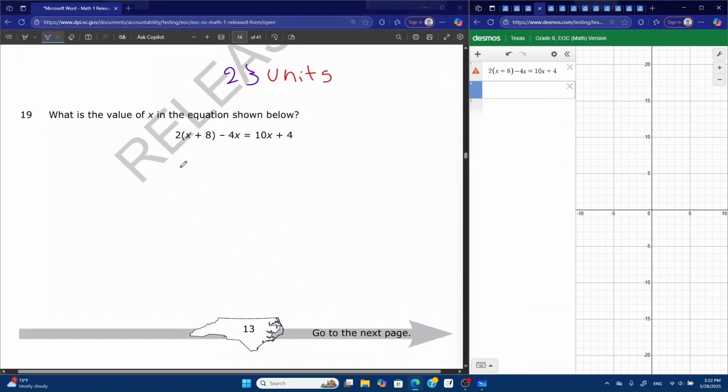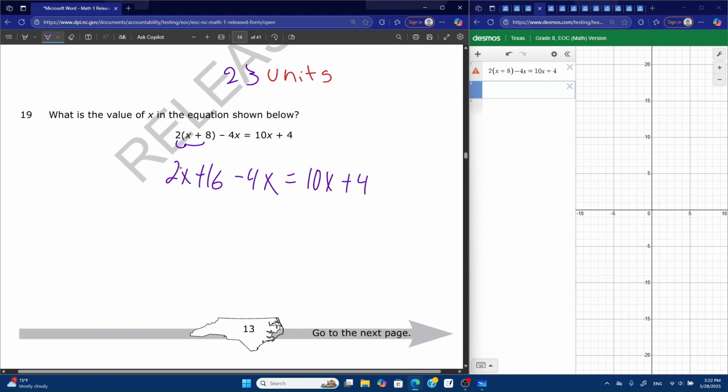First things first, you might be tempted to fix this side over here rather than this side, but remember PEMDAS, you always have to do parentheses first. For this one you have to spread our 2 to the x and 8 in the parentheses. So let's do that. 2x plus 16, 2 times 8, and then we're left with our negative 4x. Let's write the rest of the equation. That's our equation for now.